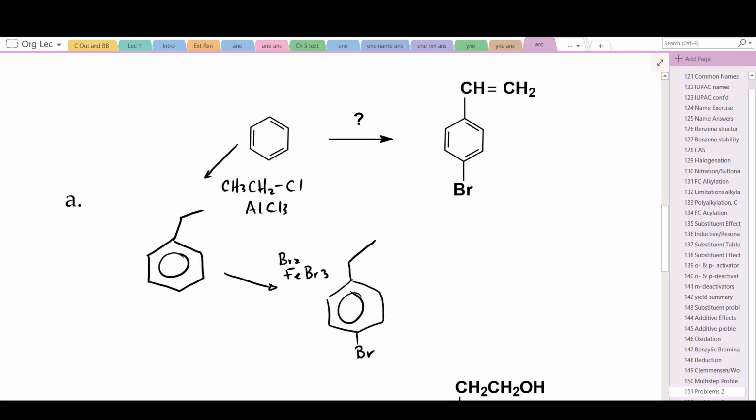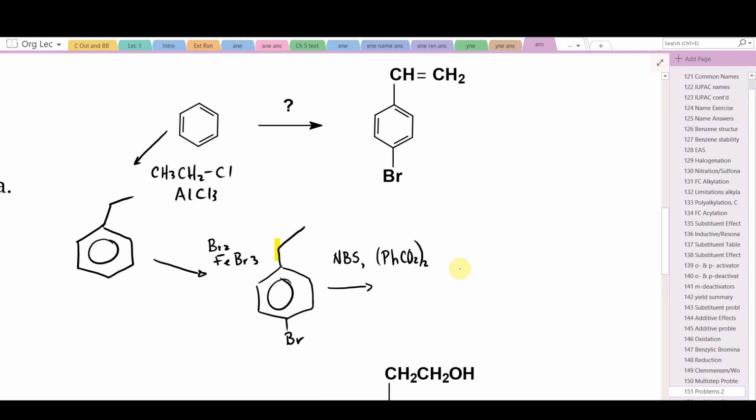Now how do we convert the alkyl group, the ethyl group, to the vinyl group? Well, if you recall, we can use N-bromosuccinimide and benzoyl peroxide. And that will brominate the benzylic carbon right here. It won't brominate the ring. If you want to brominate the ring, use bromine and FeBr3. If you want to brominate the benzylic position, use NBS and benzoyl peroxide.